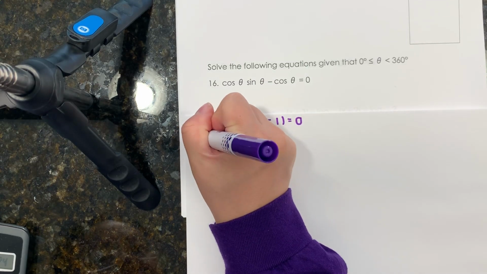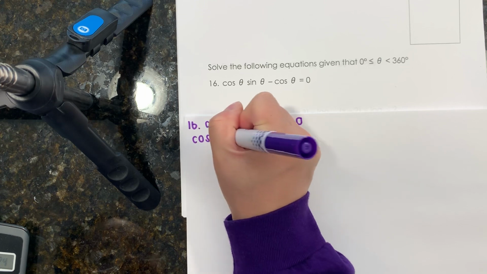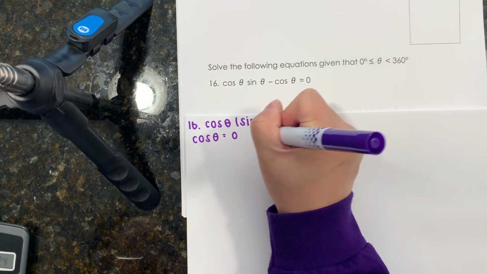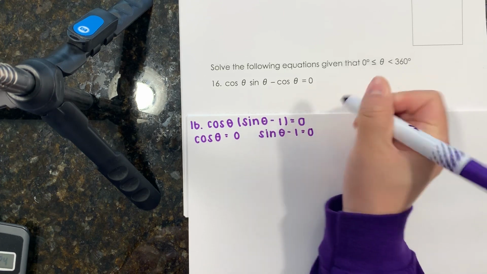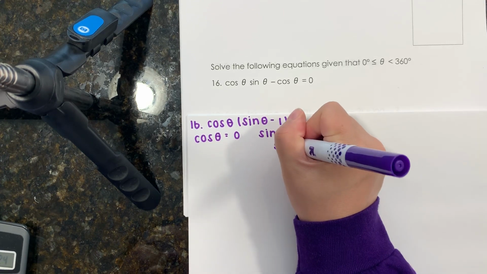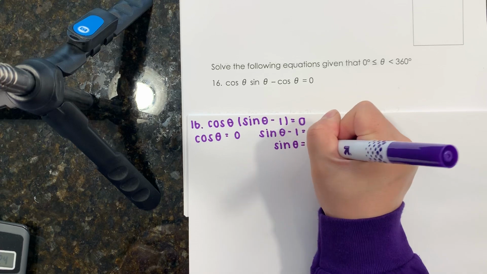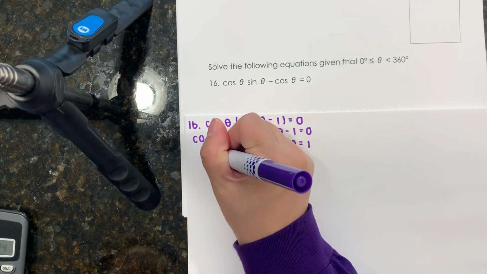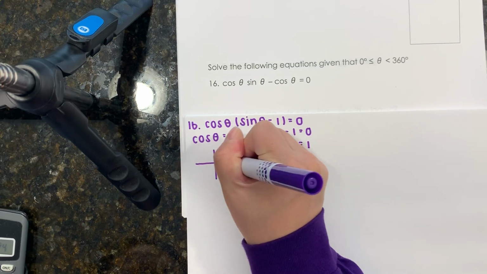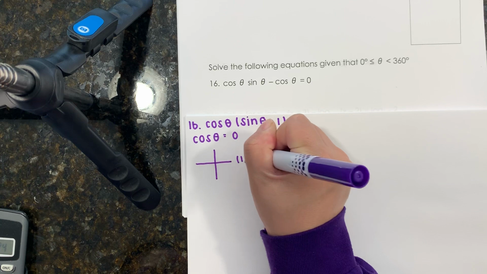So cosine theta equals 0, and then sine theta - 1 equals 0. So when you solve for sine theta, you move the 1 to the other side, and it would be equal to +1. Now, both of these are not going to use a reference triangle, so I have to actually draw my unit circle.